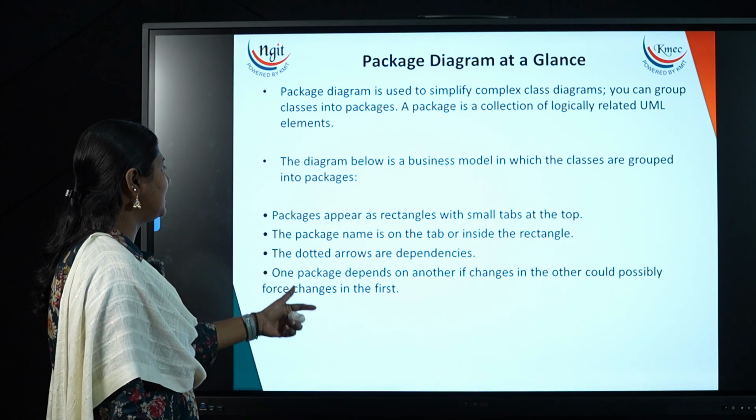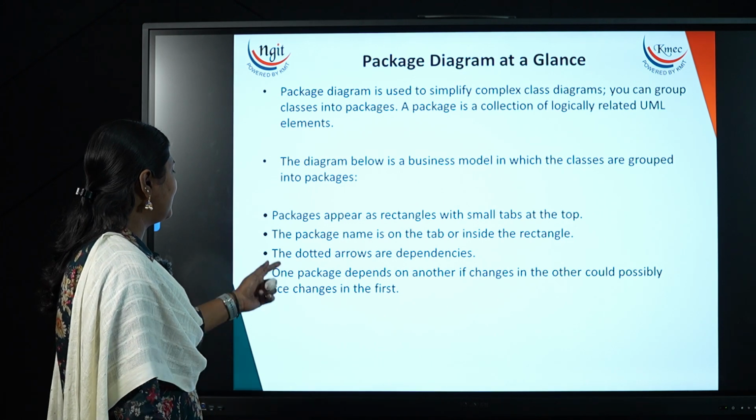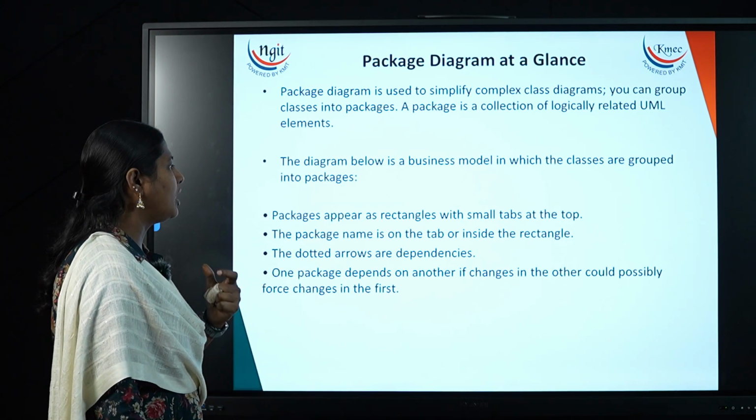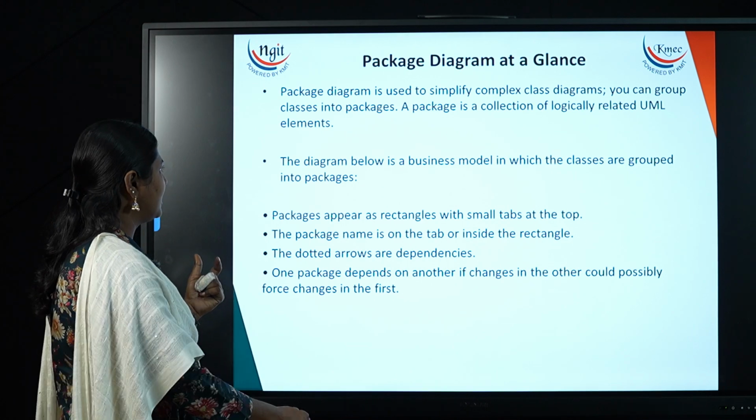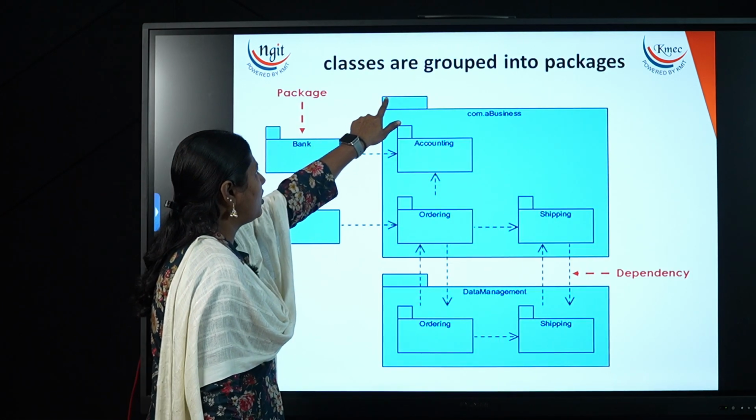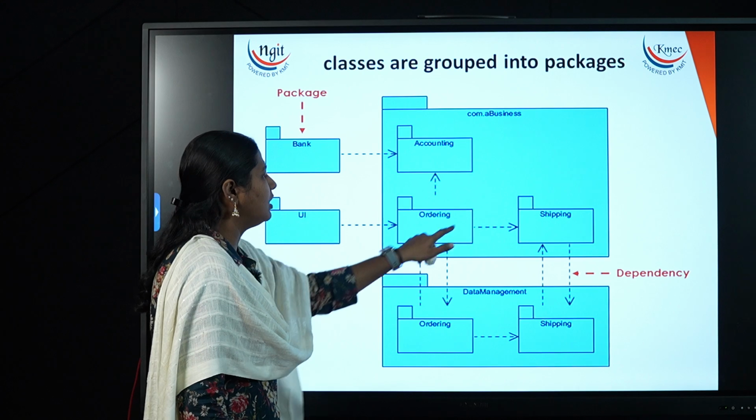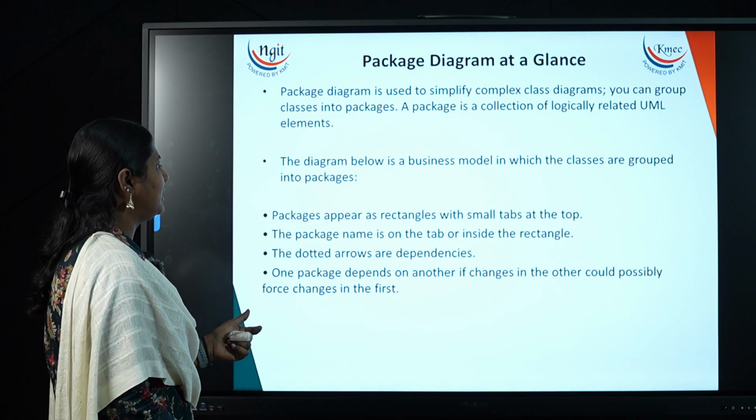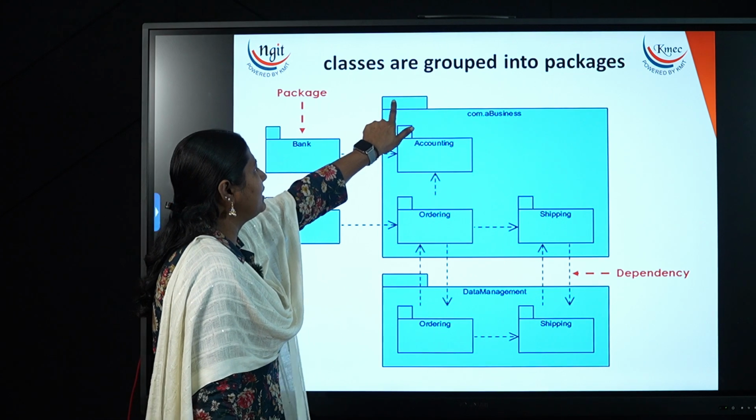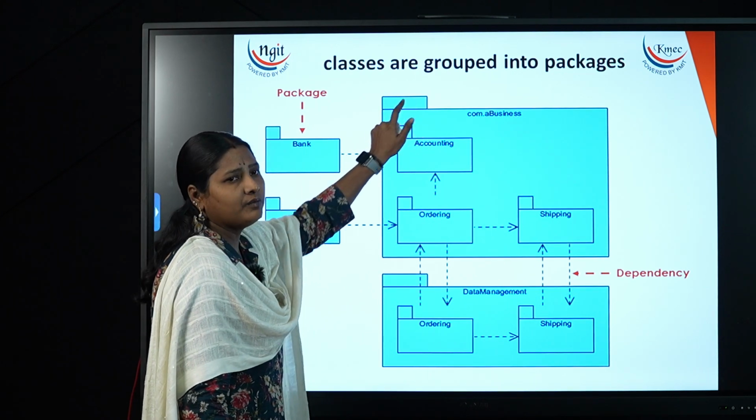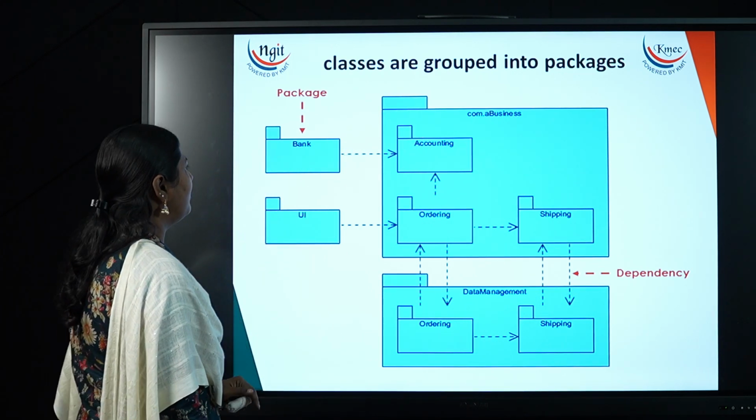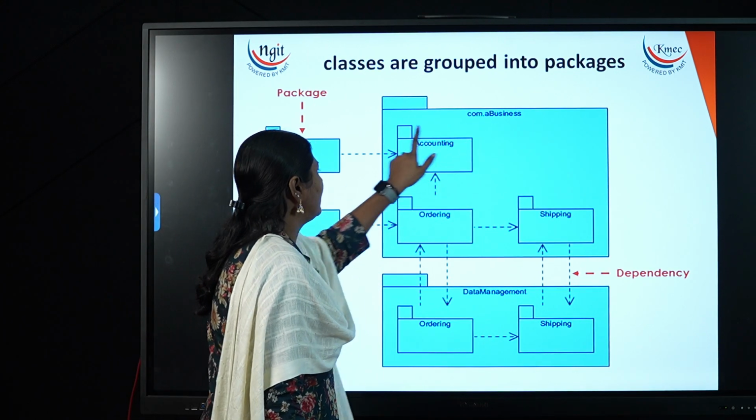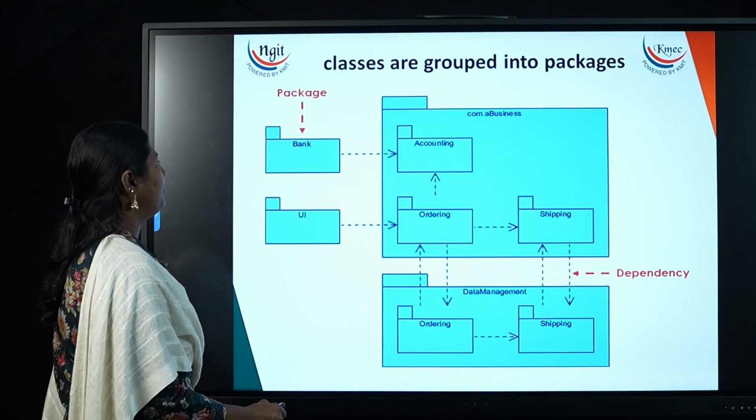These are the elements that you are going to consider. Packages appear as a rectangle with small tabs on the top. As you can see in the diagram, there is a small tab on a rectangle box, and the package name is on the tab or inside the rectangle. So the name can be represented either on the top of the package or inside the rectangle box.